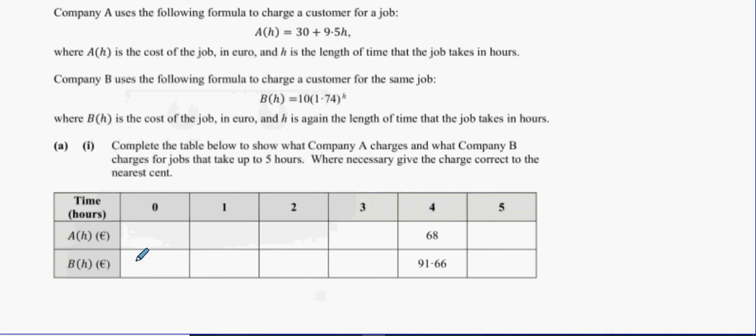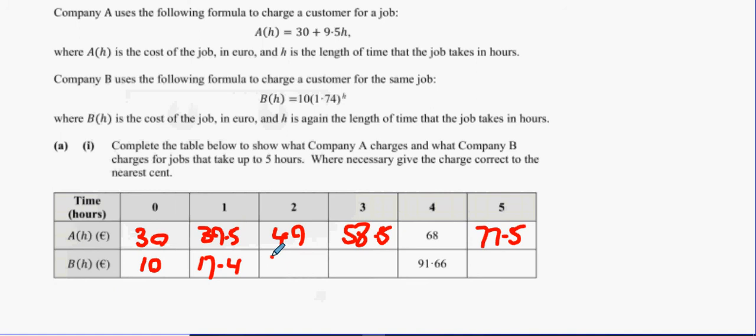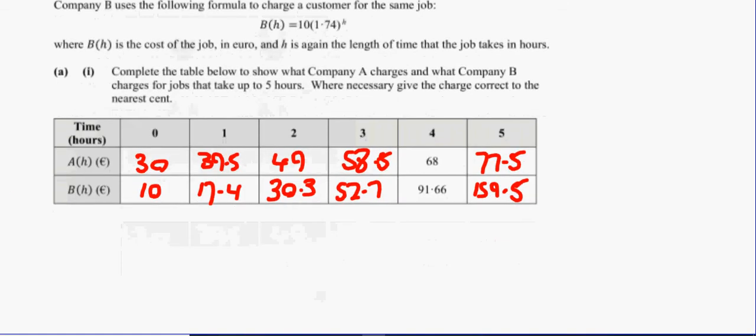30, 39.5. Yeah. 40, 58.5. Yeah. And 77. Okay. And next one? 10. Yeah. 74. Yeah. 30.276. 3.276, so 3.3. Yeah. 52.7. Yeah. 91.6. Yeah. Everybody got that?